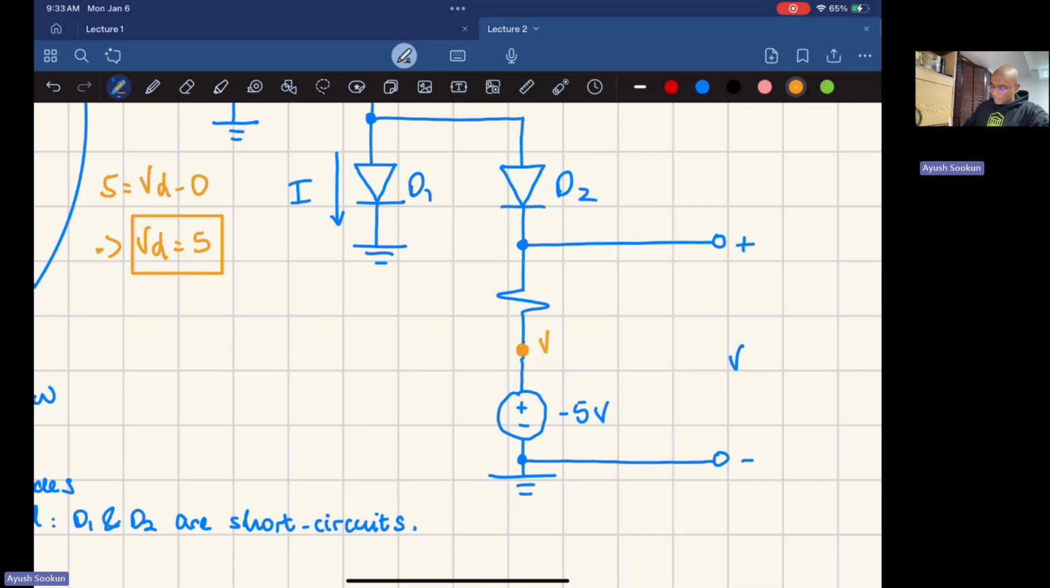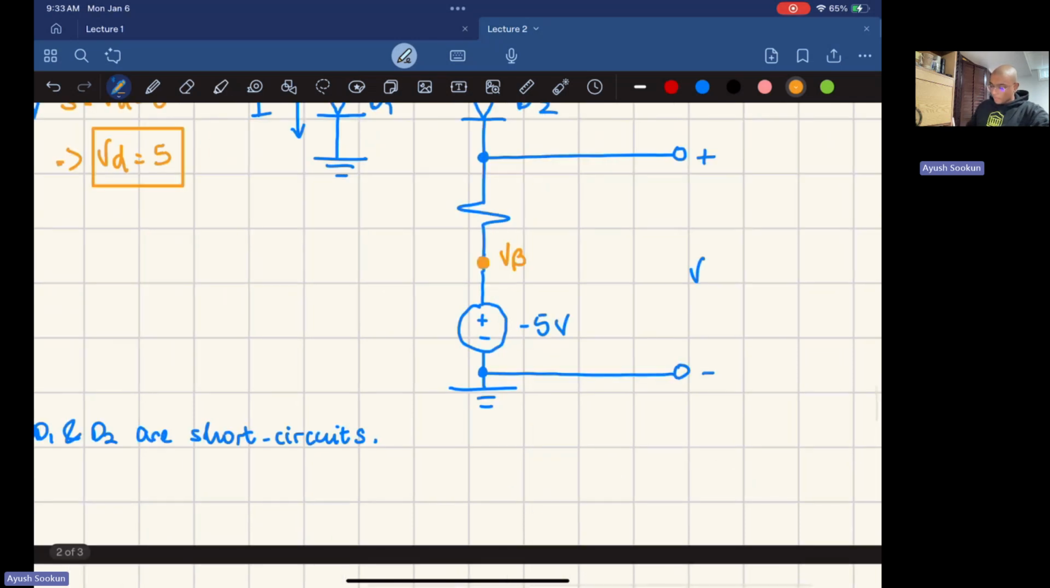So this voltage right here, I'm going to call it V beta. So minus 5 volts, or just minus 5 for now, is equal to V beta minus 0. Okay, this voltage is this one minus this one. So that means that V beta equals minus 5 volts. That's just a node voltage analysis from Circuit Theory 1, but it's good review. So this is minus 5 volts.